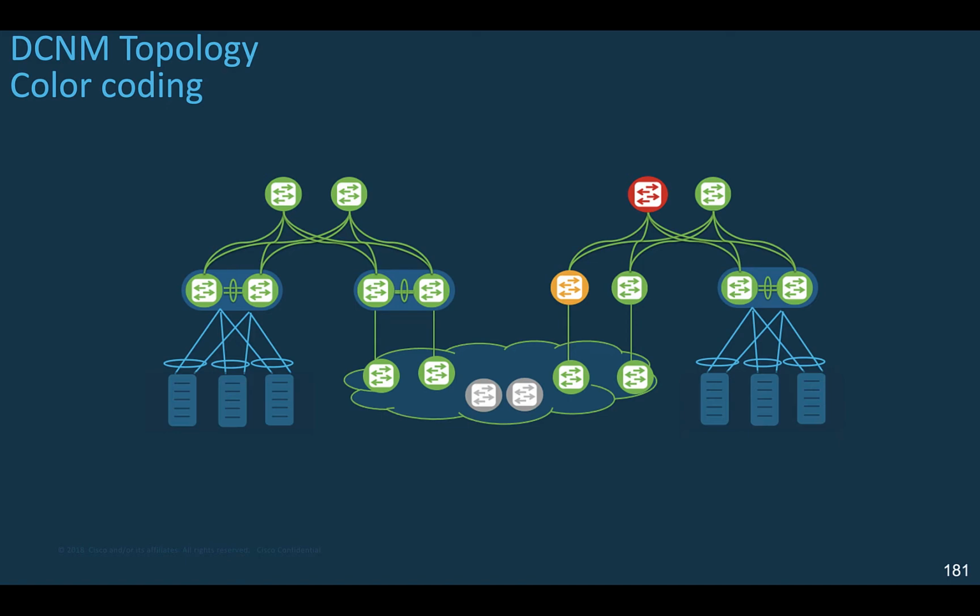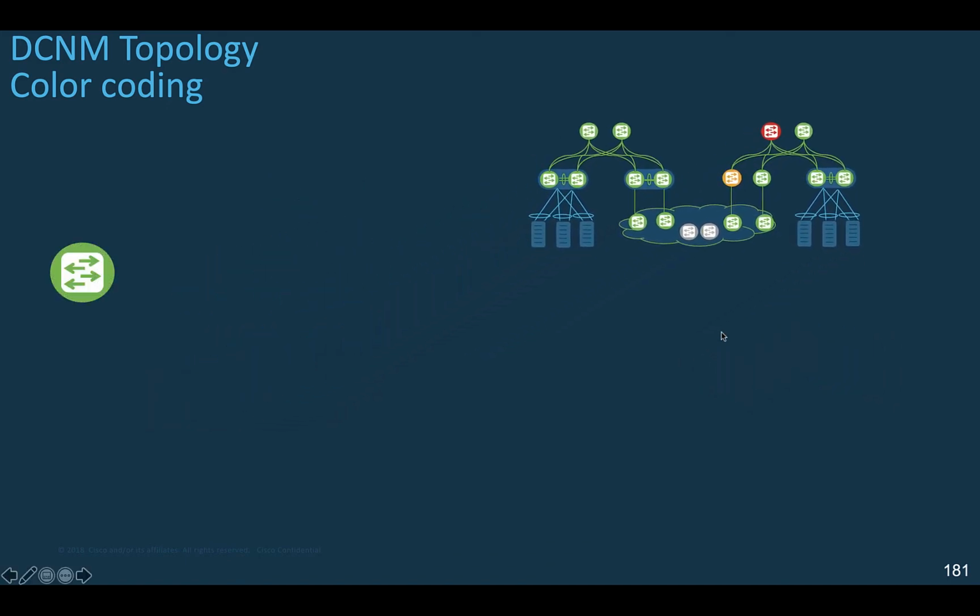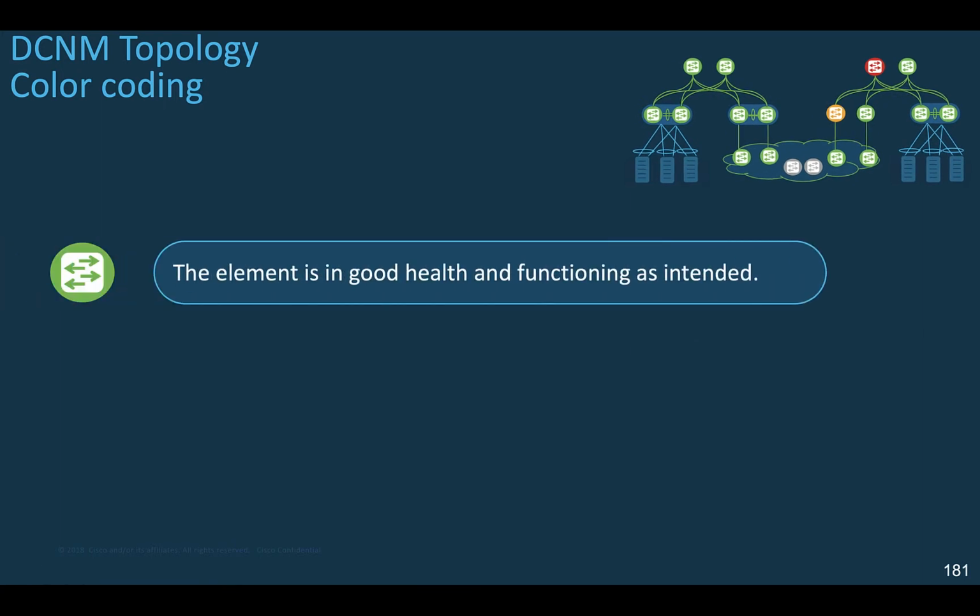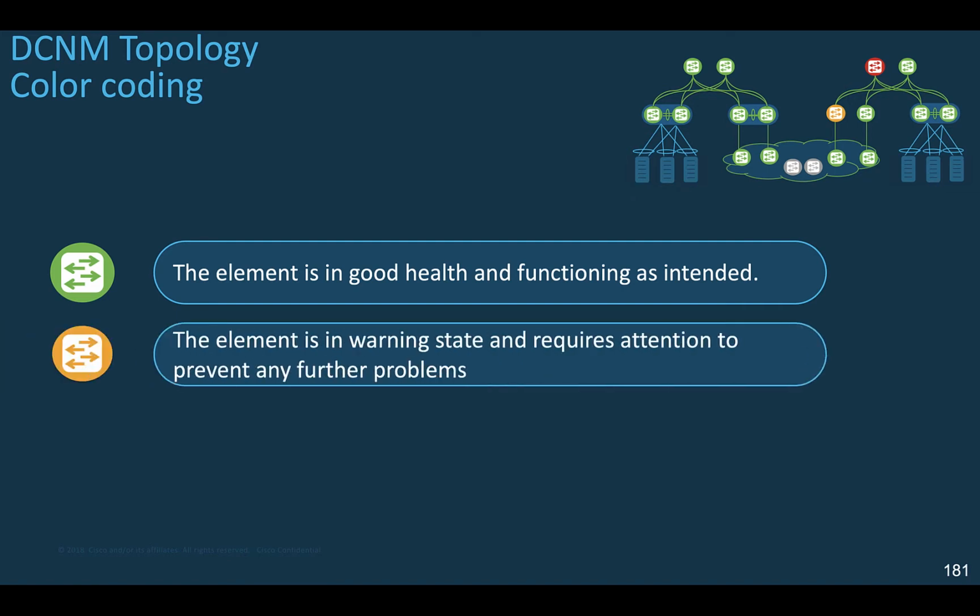All devices are displayed with different colors. You expect to see all nodes in green because that means they are all in good shape and functioning as expected. But some may be orange. That means that they are in a warning state. Maybe memory or CPU reached the warning threshold. Then you will have to look after the concerned device when possible by just clicking on it.